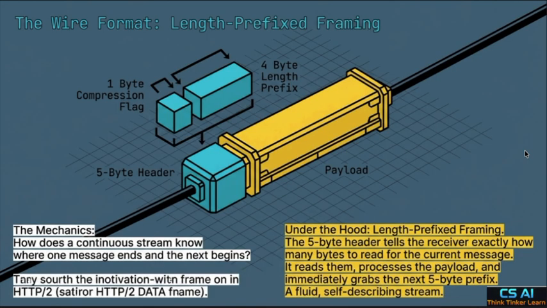How does a continuous binary stream know where one message ends and where the next one begins? The answer is length prefix framing. Every message starts with a 5-byte header: 1 byte for a compression flag, and 4 bytes for the length prefix. The receiver reads these 5 bytes, knows exactly how many bytes to read for the payload, processes it, and then immediately grabs the next 5-byte prefix. It is a fluid, self-describing stream that avoids the padding overhead of text-based delimiters.